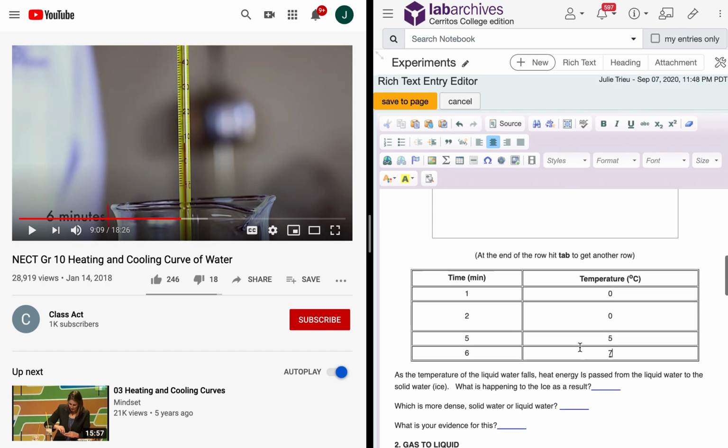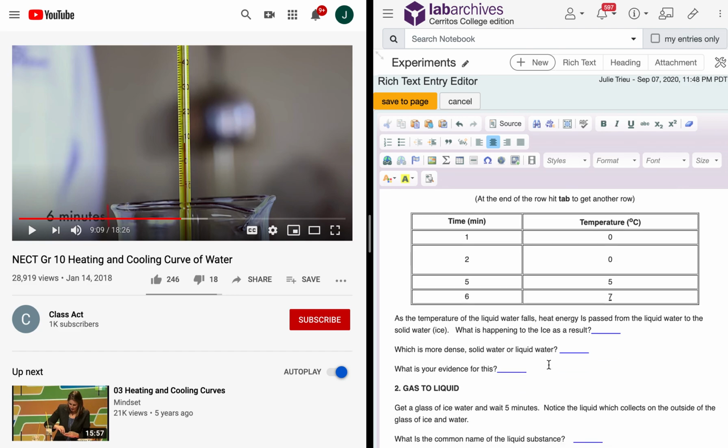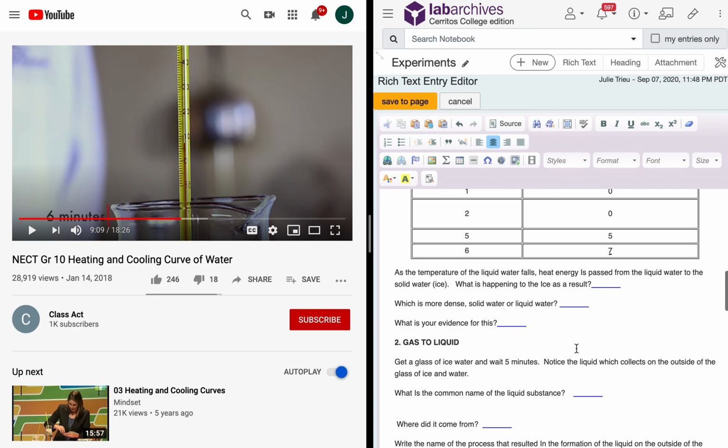This is the thermometer reading at 6 minutes. Write it down. You can pause it and then read again. At 6 minutes, the temperature, according to the thermometer, is about 7 degrees Celsius. You're going to do the same for 10 or 18 minutes. Make sure you count 10 of the rows here, and then you complete it. Then you're going to answer some of these short questions. At the temperature of liquid water, heat energy is passed from the liquid to the solid water, which is the ice. What happened to the ice as a result?